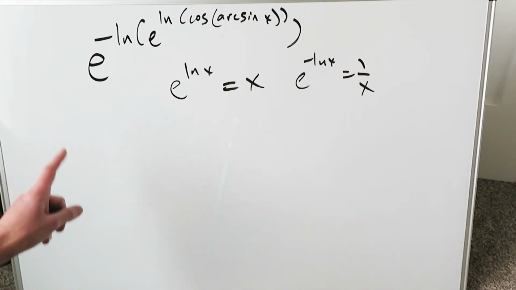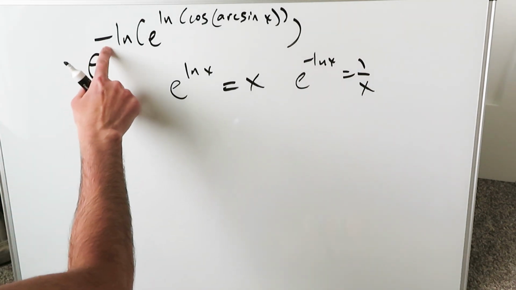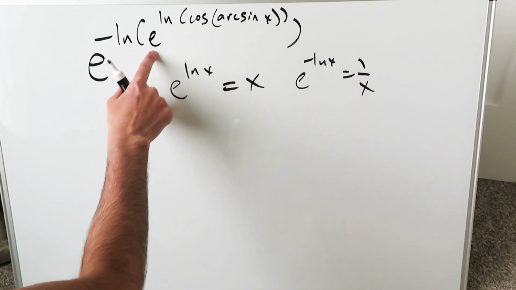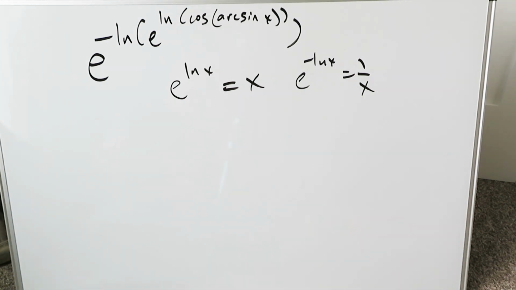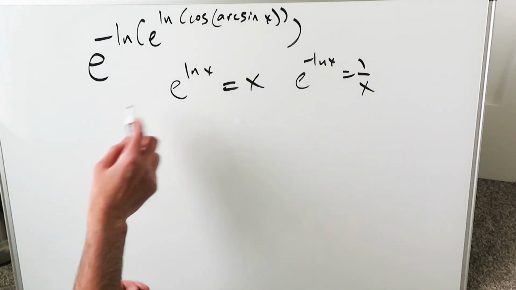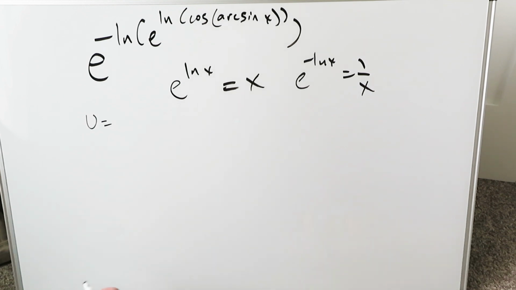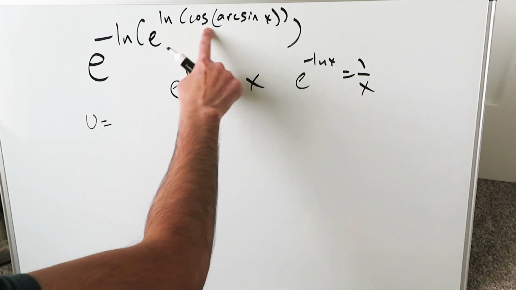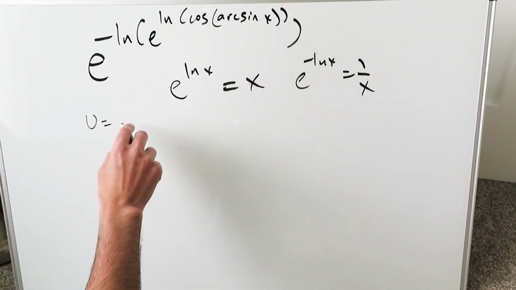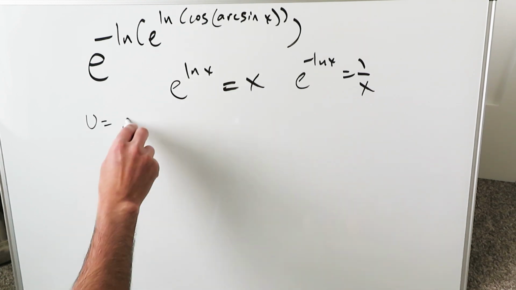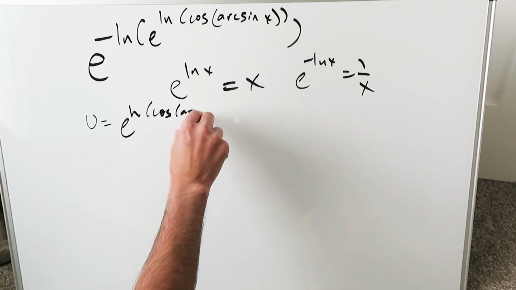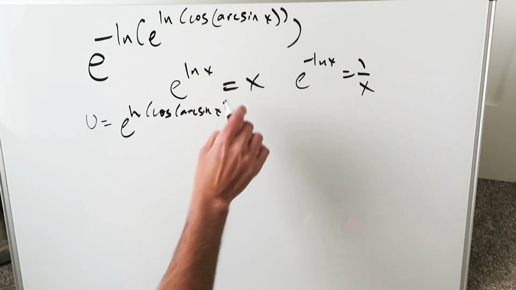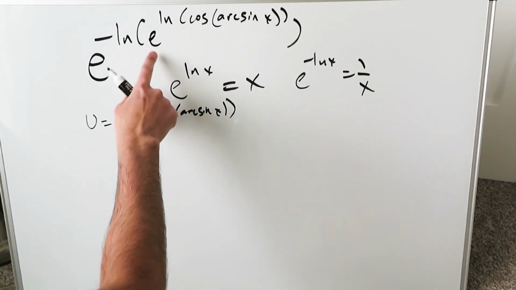But what exactly is our expression? It's e exponent minus natural log of e exponent natural log cosine arc sine x. Now, the way I'm going to show you this particular question is by means of substitution. You see what you're looking at right over here? Let's substitute it. We're looking here at u is equal to e exponent natural log cosine of arc sine x.